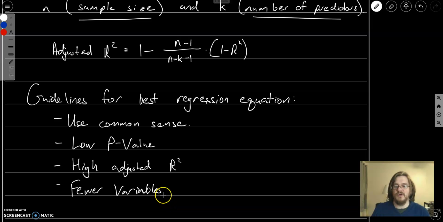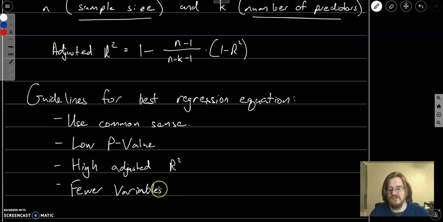So the moral of this last line is simply, if you can get away with using fewer variables and you still have a good regression equation, do it. It's not worth adding extra complication by just adding extra variables.